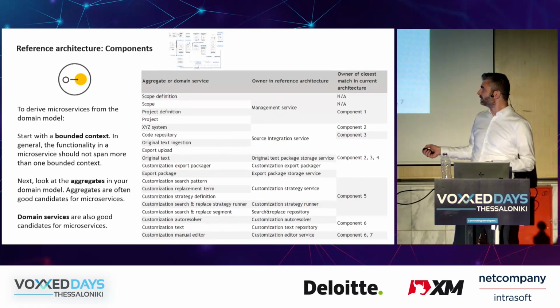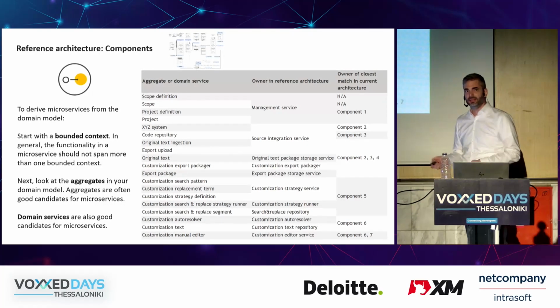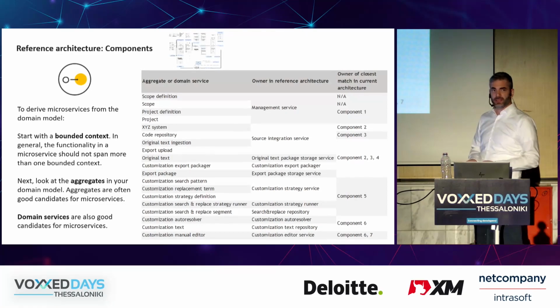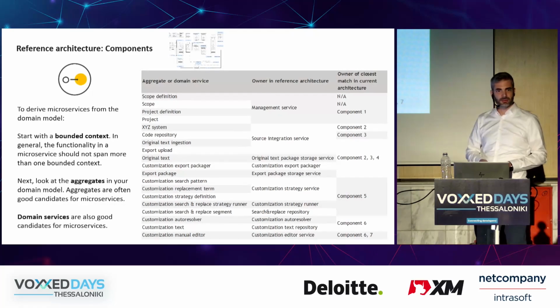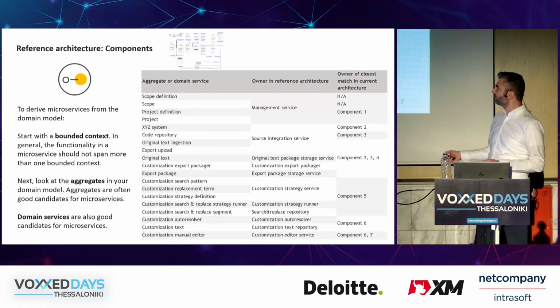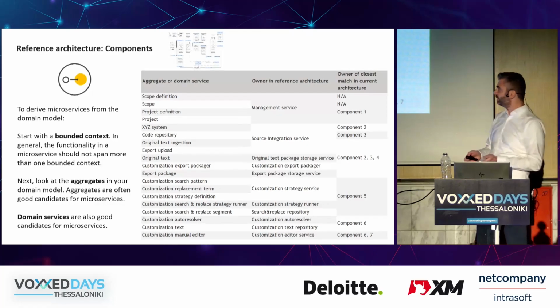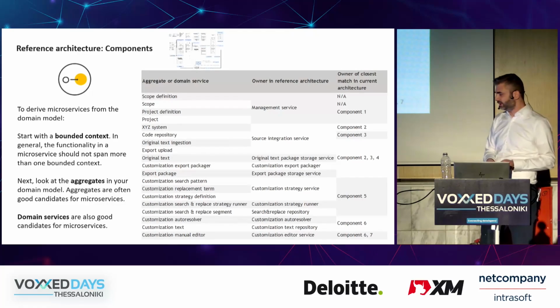Aggregates define consistency boundaries or transactional boundaries. If you split up an aggregate, then you need to do distributed transactions or sagas. And both of them are complicated. So if you can, put all of your aggregates in the same microservice. And lastly, the domain services are also a good candidate for a standalone service. Now, these rules aren't definite. This will not give you a definite answer, but you should respect these. There are other factors that you need to take into account.